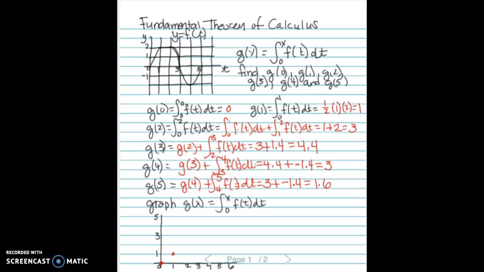I then had another point when t was 2. We would have g of 2 would be 3. So right here is my next point. And I'm going to continue on. So we've got 3, 4.4, 4, 3, and 5, 1.6. We go ahead and kind of draw this curve.